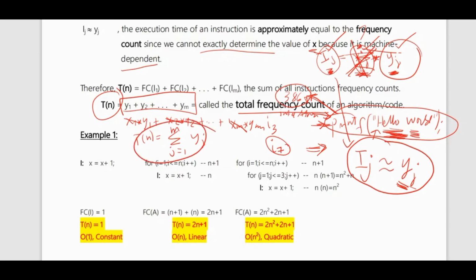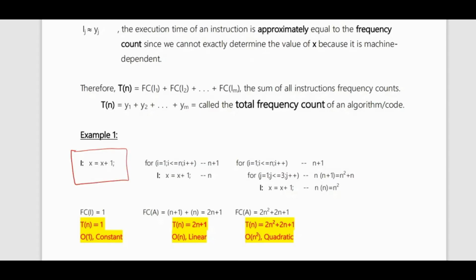So with that, let's take a look at these 3 examples. We have an algorithm with only one instruction labeled I. This is to increment x by 1. What is the frequency count of this? It's just 1, right? T of n here is 1.